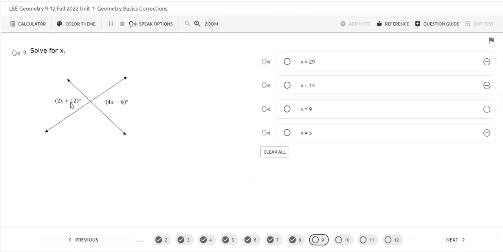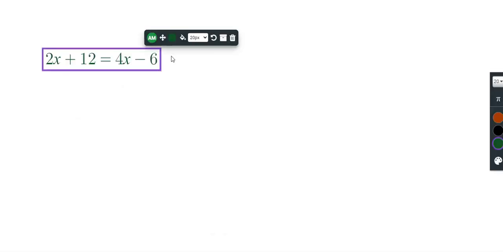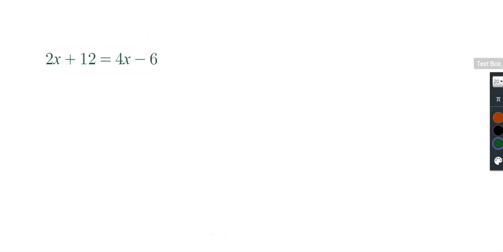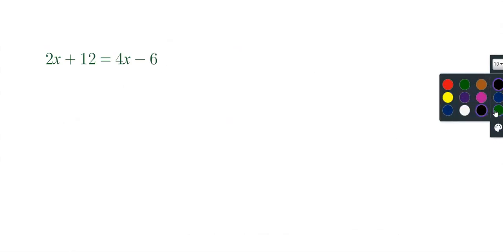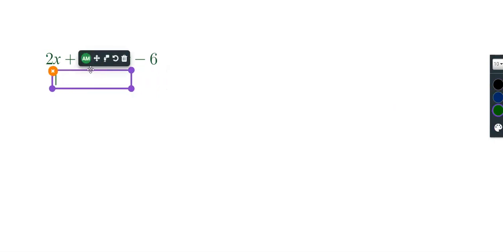Now on this one, we want to solve for x. These are vertical angles, so we are going to set them equal to each other. I'm going to pull up another piece of software so we can show our work. One moment. All right, so in this equation, in order to solve for x, I am going to need to get my x's all together and my constants all together.